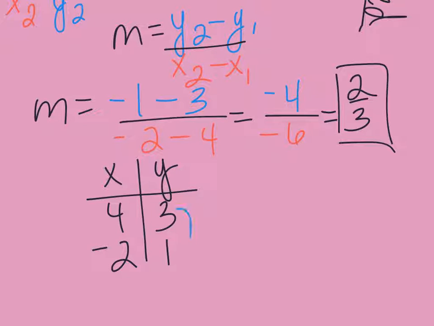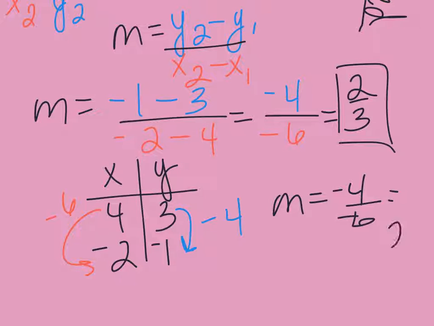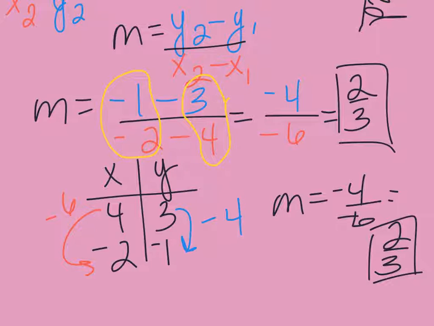And then you can do change in y from 3 to 1, is that? Oh, it's -1. Wait, that's not working. Okay, 3 to -1 is -4. 4 to -2 is -6. So you get -4 over -6, which, again, is 2/3. So you can always organize it in a table. You just want to make sure when you're doing this formula, that's an ordered pair, -2, -1, and that's your other ordered pair, 4, 3. Okay.